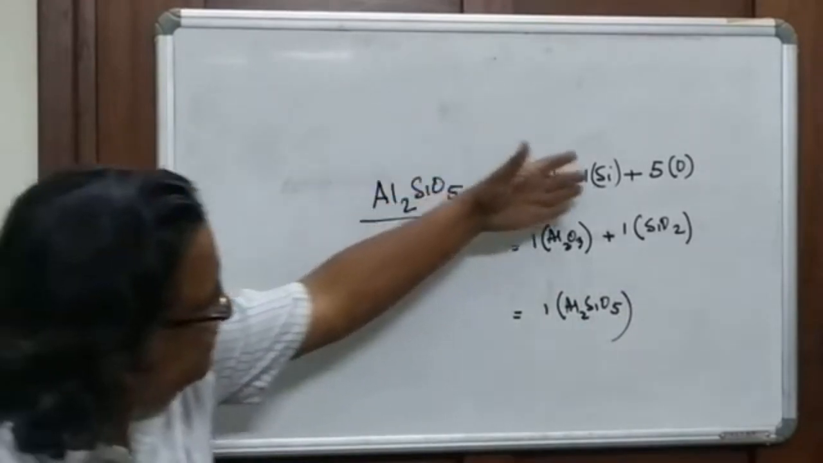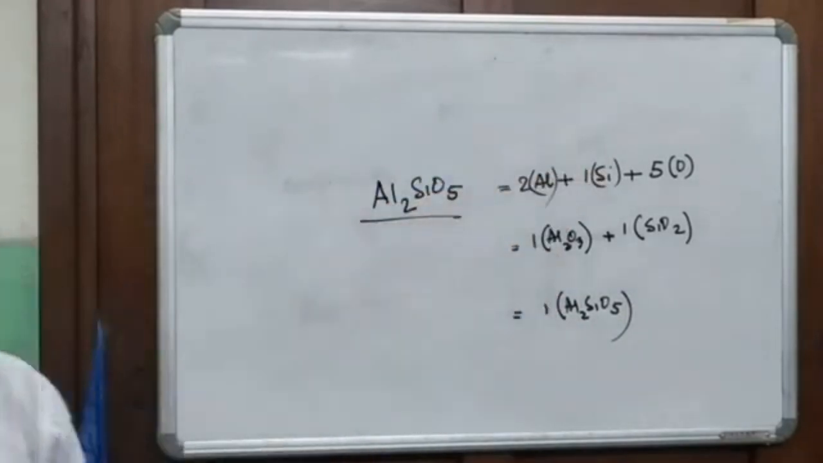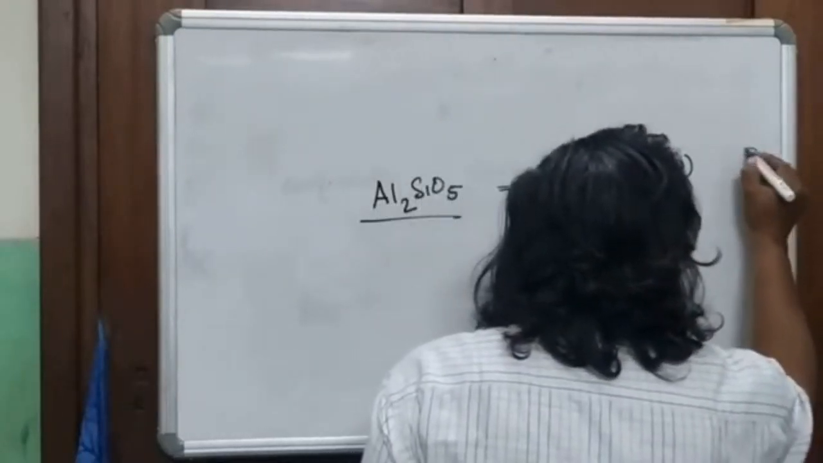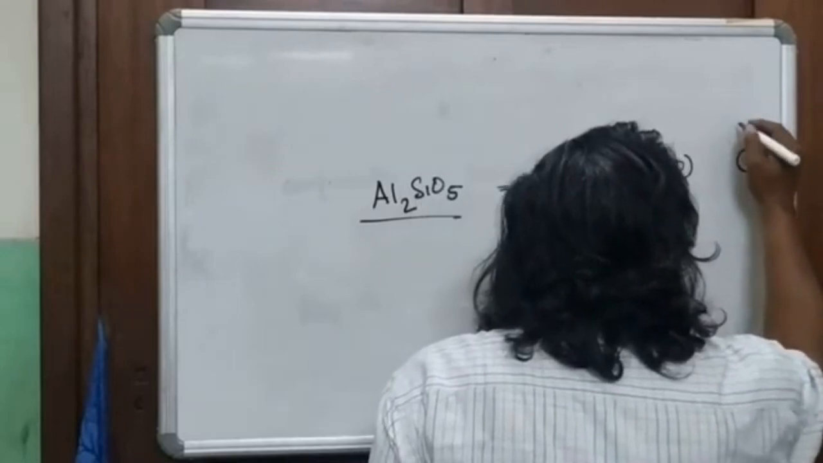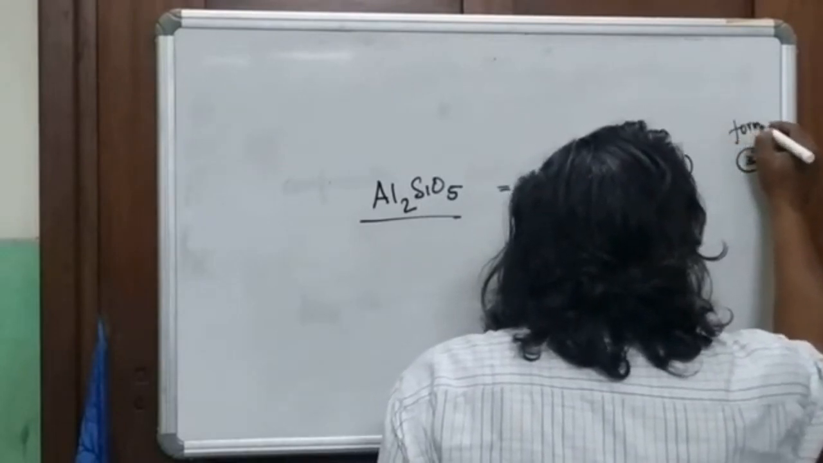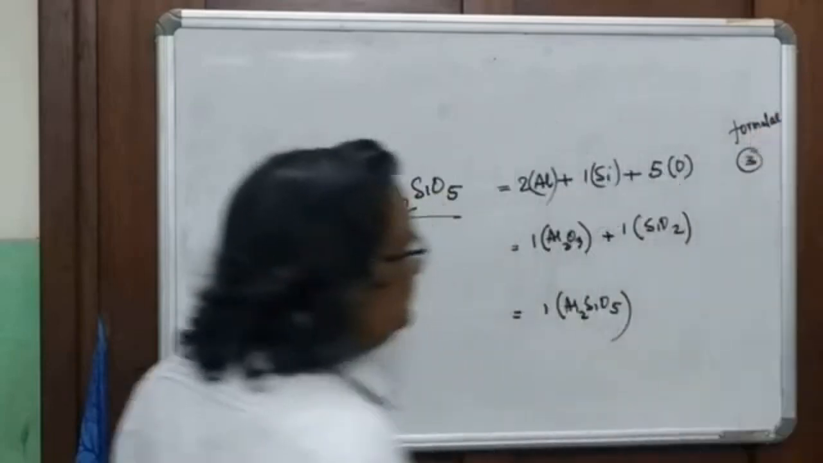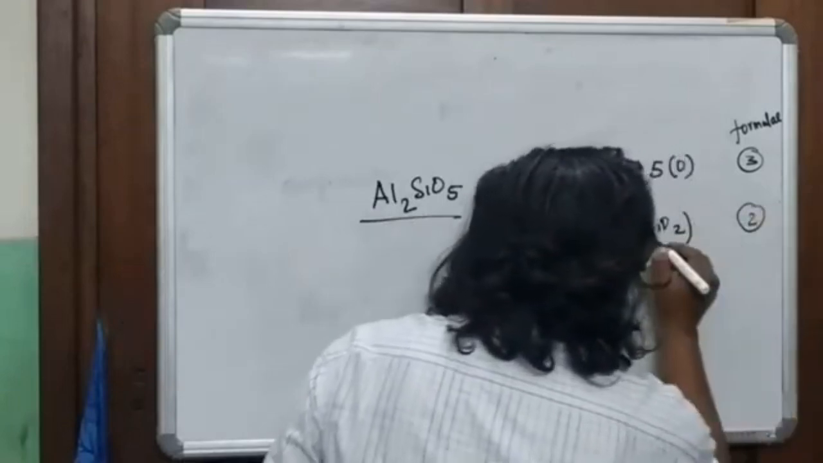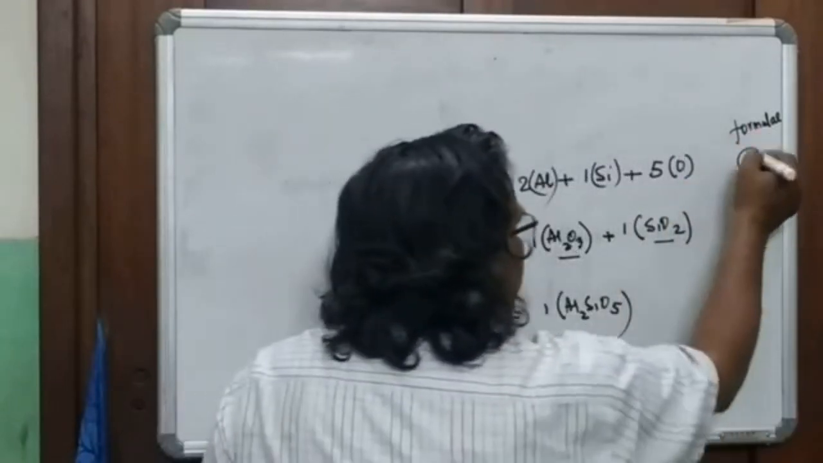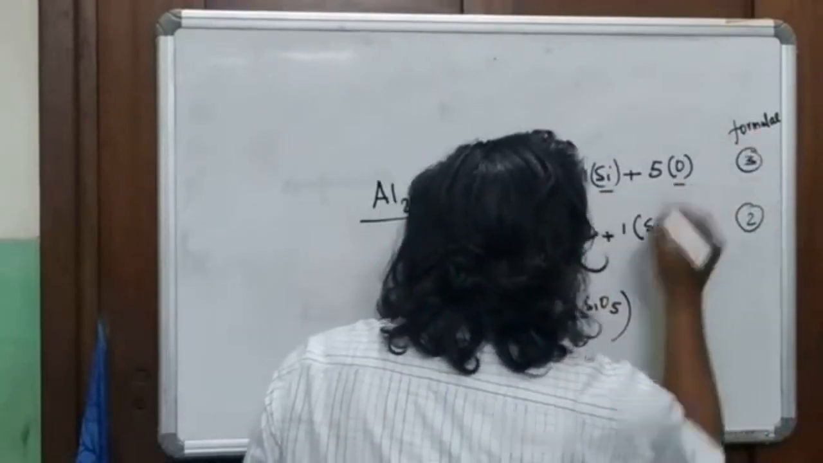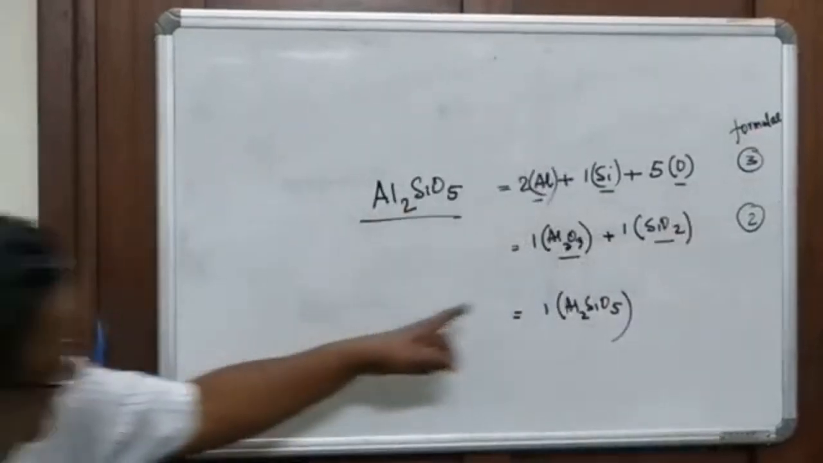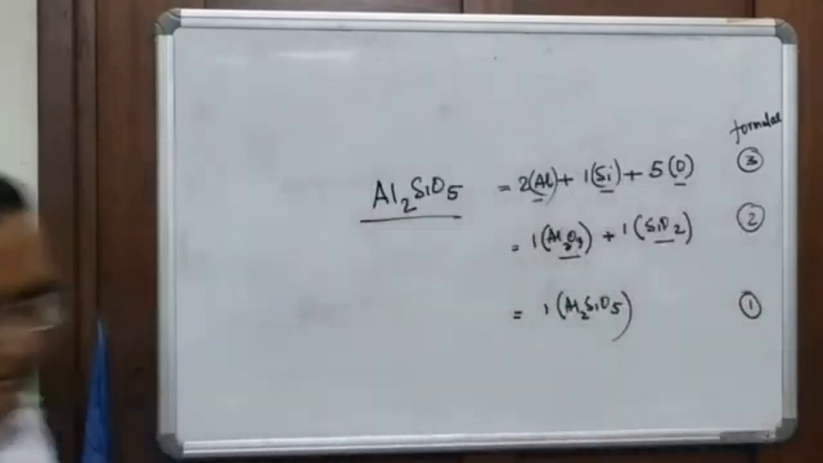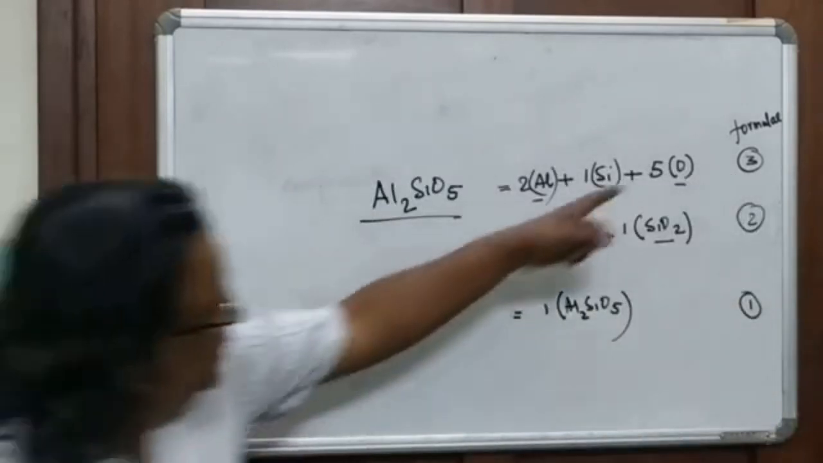This I can express in three ways. If I write it this way, I require three formulae. If I do it this way, I need two formulae, SiO2 and Al2O3. And here, if I take Al2SiO5, then I take one formula. 3, 2, 1.